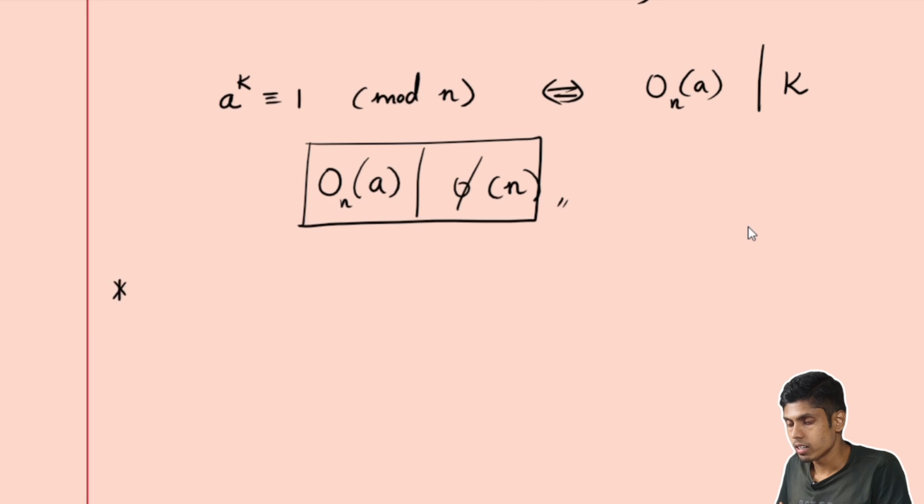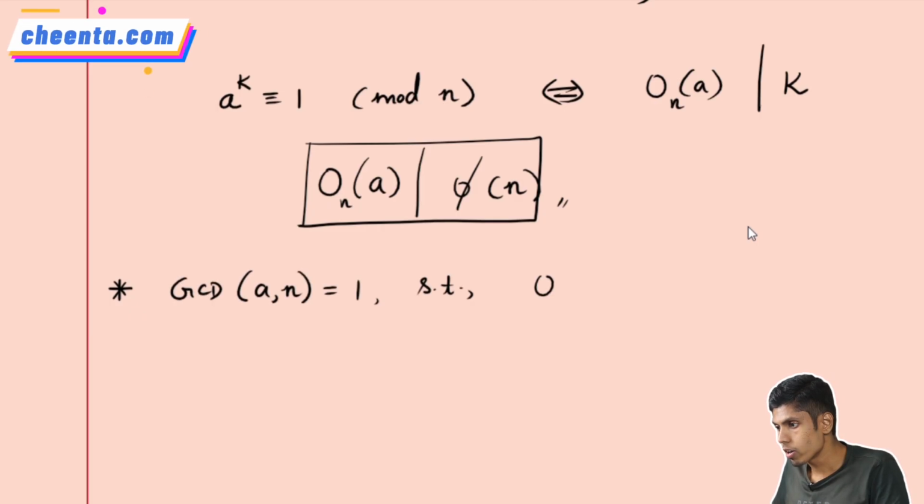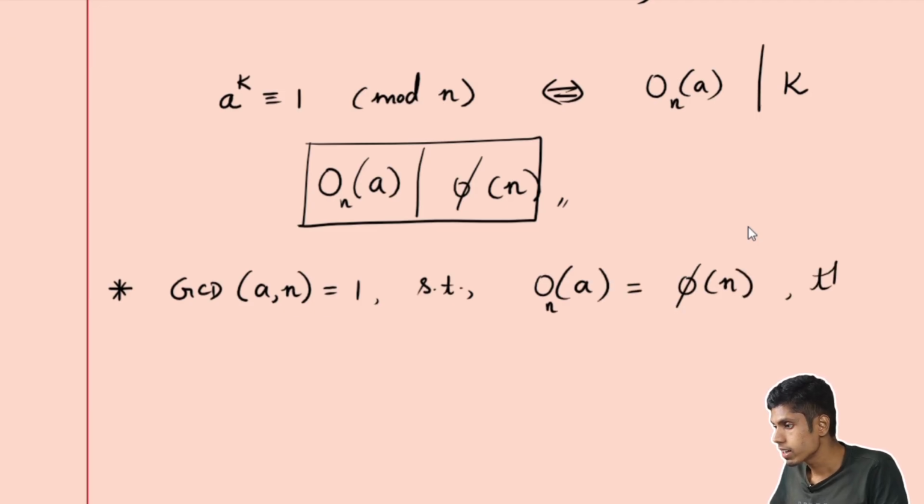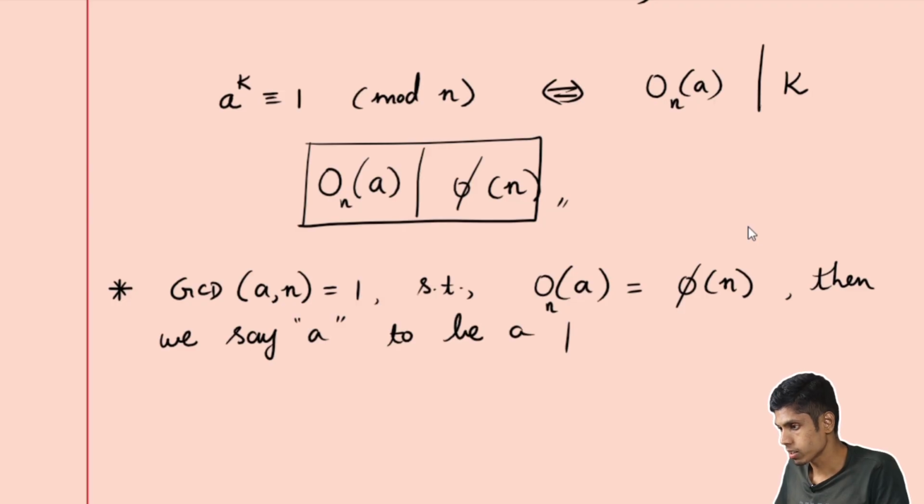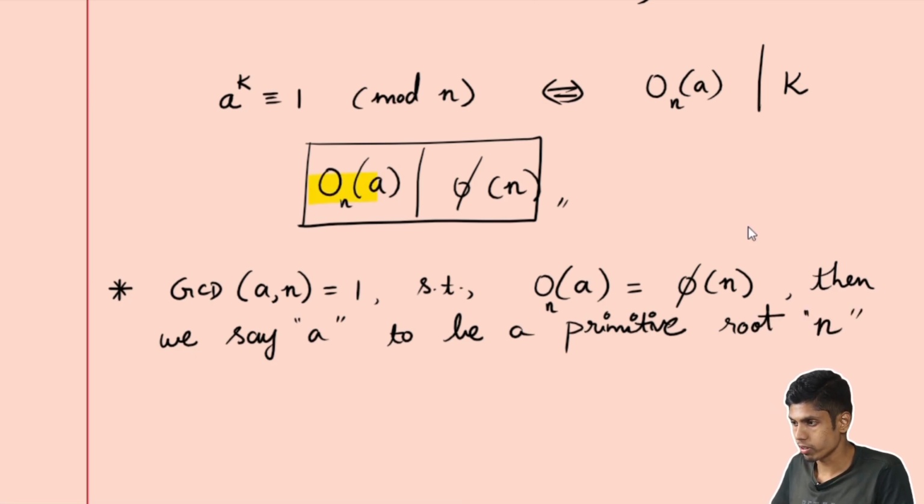Let's now understand what primitive roots modulo n are. If you consider a number A coprime with n such that the order of A mod n equals phi of n, then we say A is a primitive root modulo n. What is so special about this? Well, we first observe that the order must divide phi of n, which means it is always less than or equal to phi of n. So for primitive roots, it's getting maximized to phi of n.